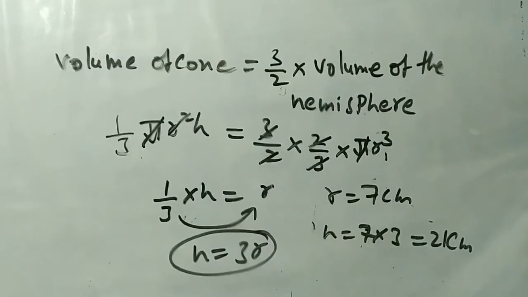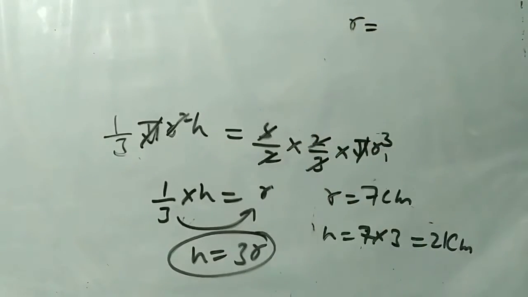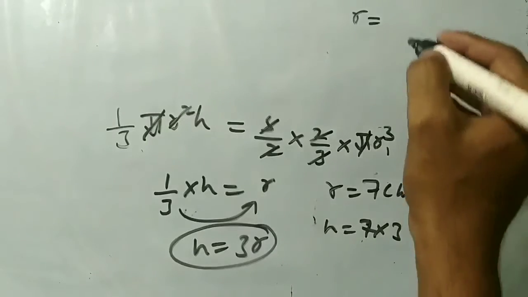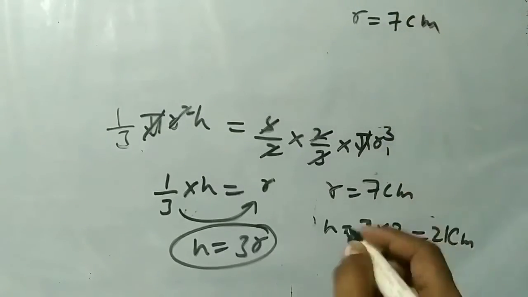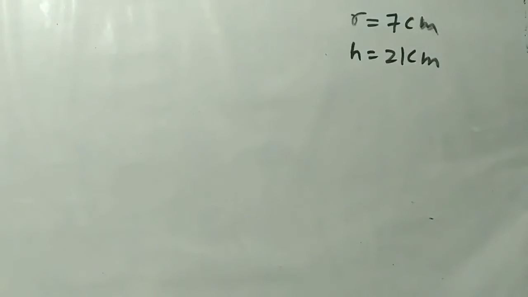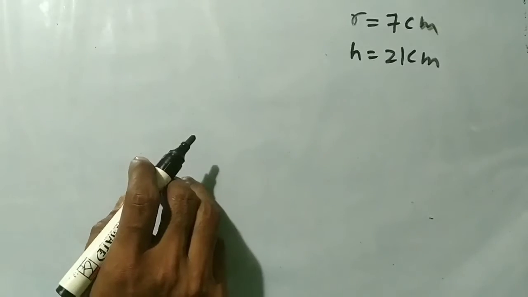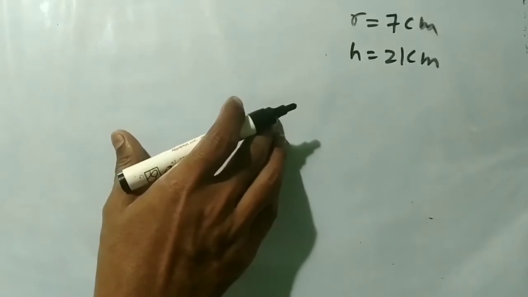We will write here R is equal to 7 centimeters and H is equal to 21 centimeters. Here we have to find the curved surface area of the cone and the hemisphere and just add them. We will get the answer.